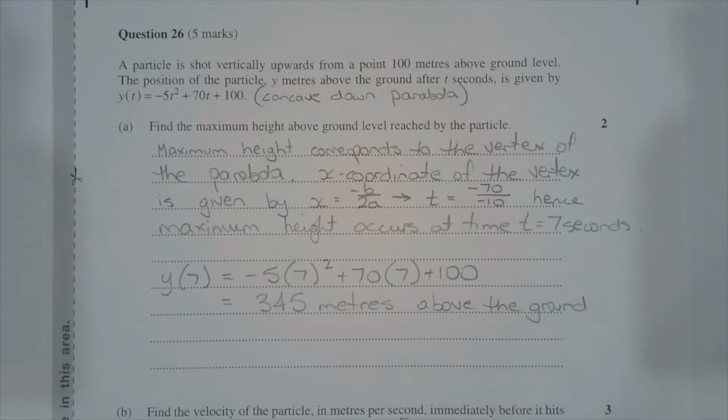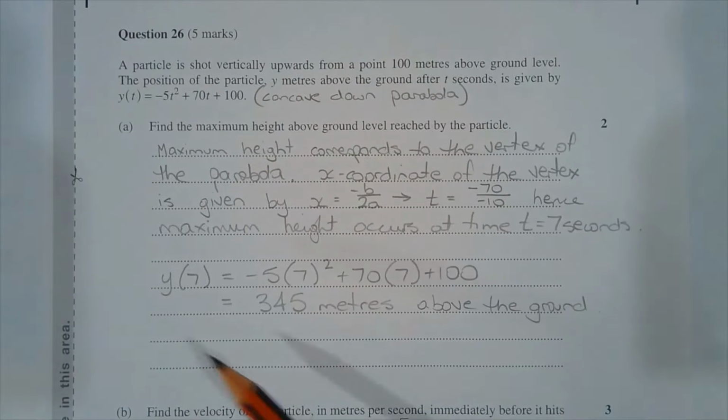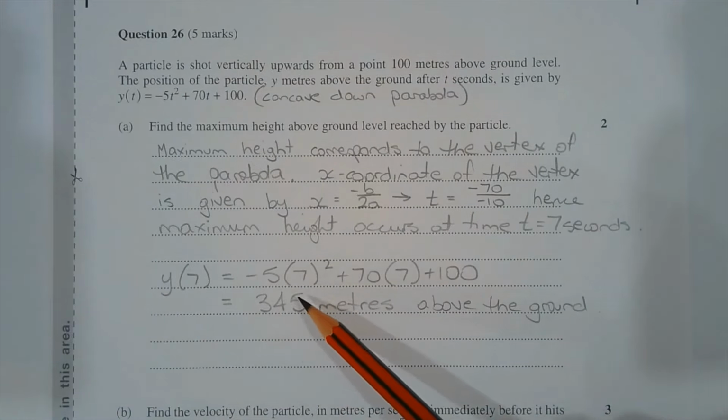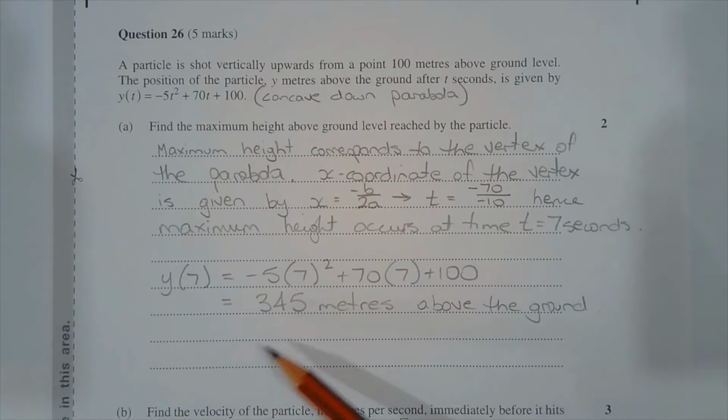So to find the height at time t equals 7 seconds, we substitute 7 into this equation. So y of 7 is equal to negative 5 multiplied by 7 squared plus 70 multiplied by 7 plus 100, and that equals 345 meters above the ground.